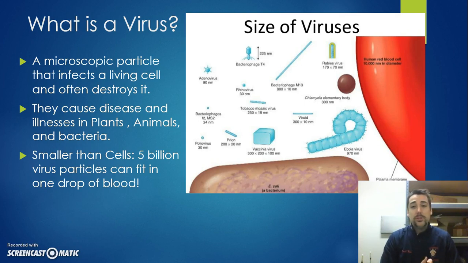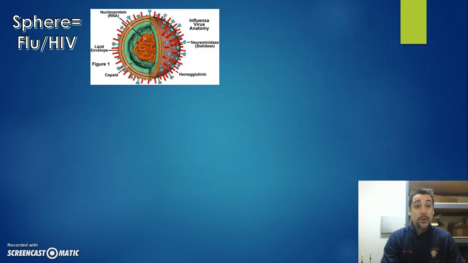So that's why we associate viruses with being sick, because we're getting diseases or illnesses. And these can be seen in plants, animal, and bacteria because they are so small they can fit in there. And they are smaller than cells. 5 billion virus particles can fit into one droplet of blood. So think about, if you can fit that many into one, you're making a lot of copies if you are infecting that size of a cell.